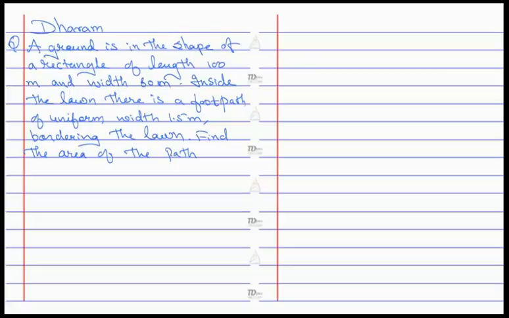Hello, I am Dharam. The question is: a ground is in the shape of a rectangle of length 100 meters and width 80 meters. Inside the lawn there is a footpath of uniform width 1.5 meters bordering the lawn. Find the area of the path.